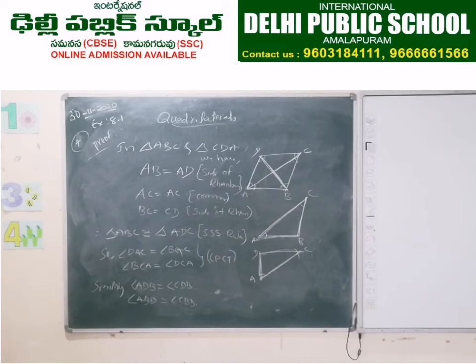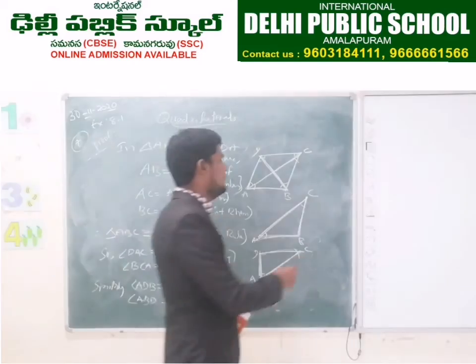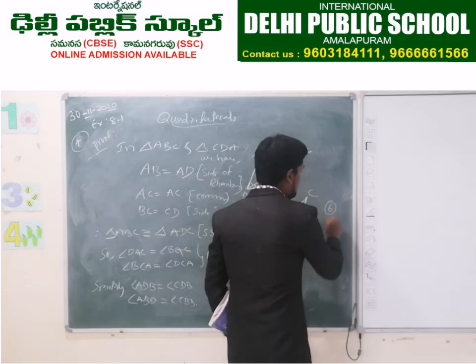So what you have to write? Hence, diagonal AC bisects angle A as well as angle C, and diagonal BD bisects angle B and angle D also. Hence proved. So question number 6 and question number 8 you have to do as homework.